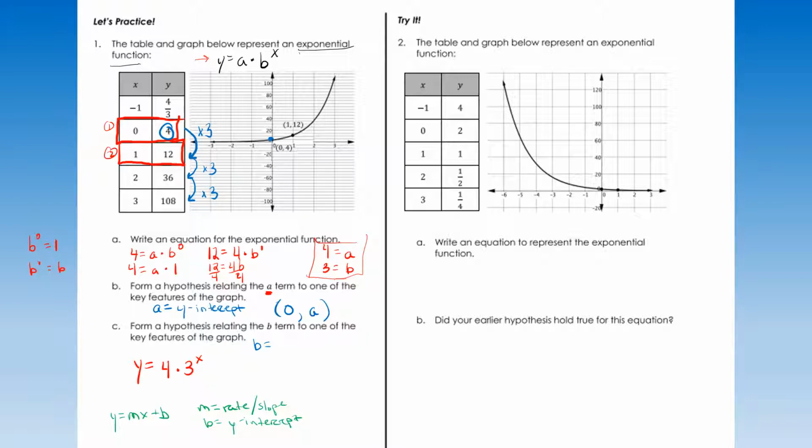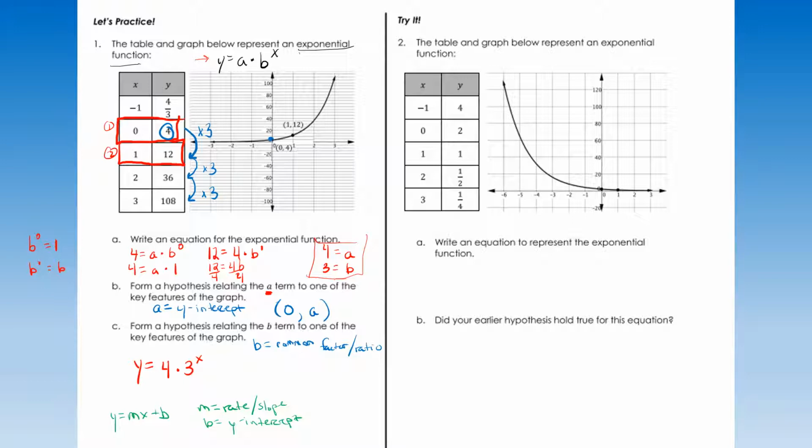So it looks like the b term in an exponential equation is my common factor or ratio. Right? It's the number that's being multiplied. It's my multiplier. It's my common ratio in, for example, a geometric sequence. Right? It's the number that is increasing, in this case, the y term. Right? So the a term in my equation is the y-intercept, and b is the common ratio or the common factor on the graph.